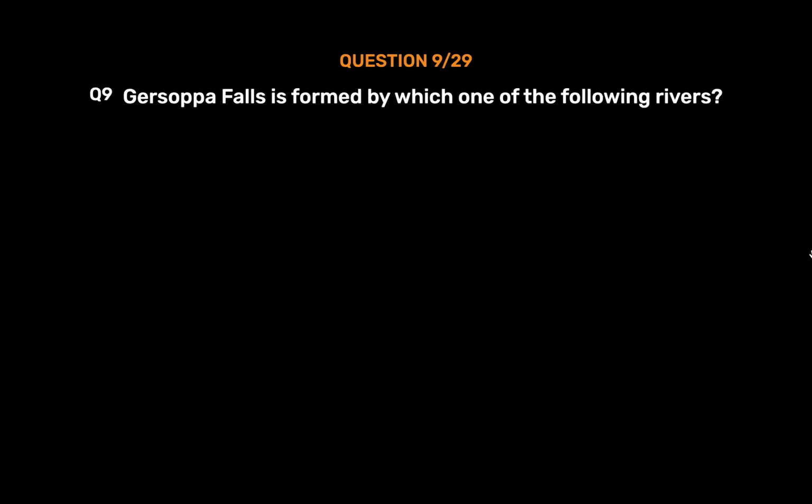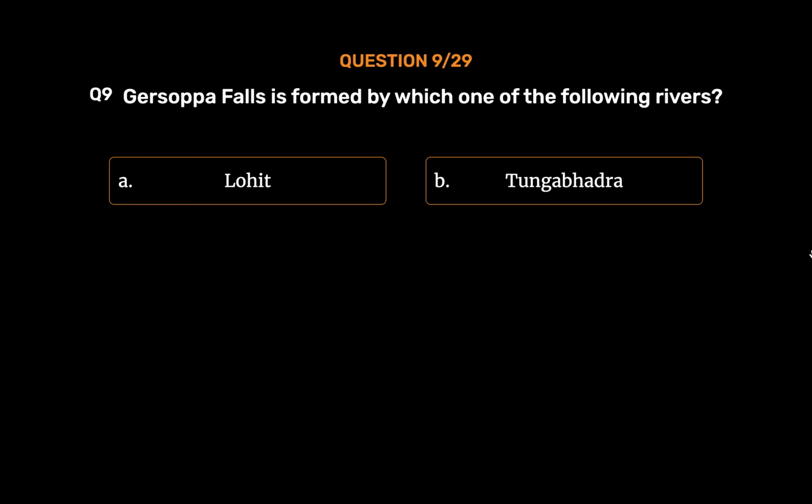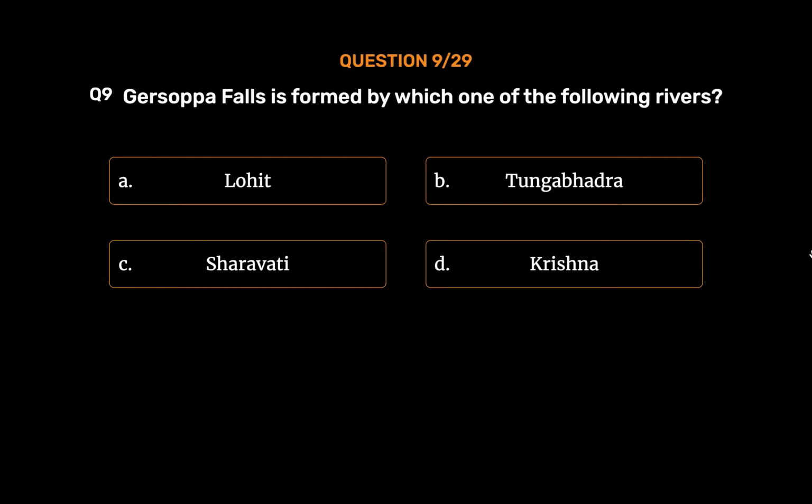Question number 9. Gersoppa Falls is formed by which one of the following rivers? Option A. Lohit. Option B. Tungabhadra. Option C. Sharavati. Option D. Krishna. The correct answer is Option C.